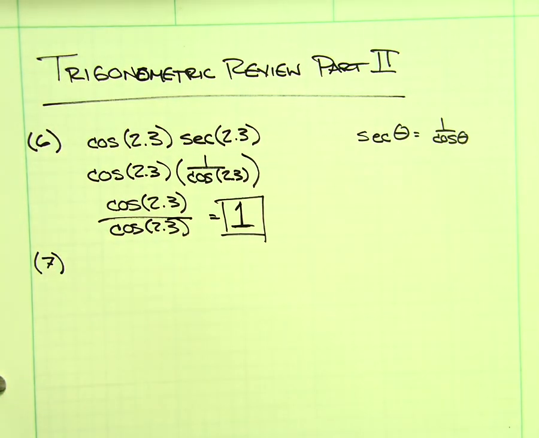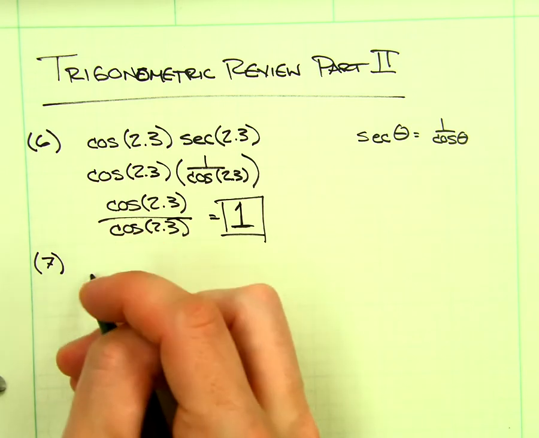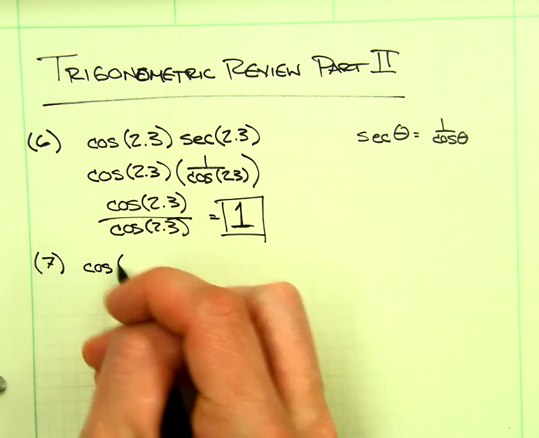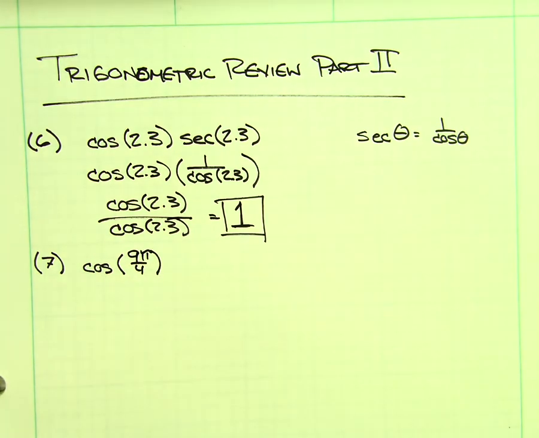Okay, so the next problem is going to be split up into 3 parts. I want you to find the exact value of this trigonometric function without using a calculator. Once again, you can use a unit circle, but you cannot use a calculator. So the cosine of 9 pi divided by 4, this is what I want you to solve.